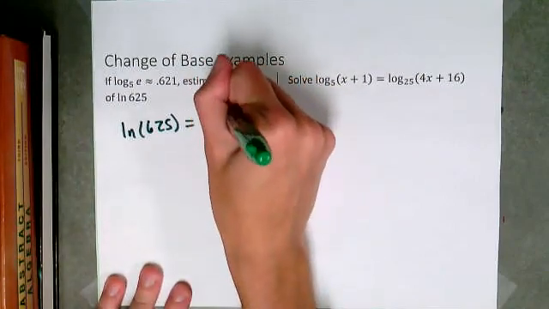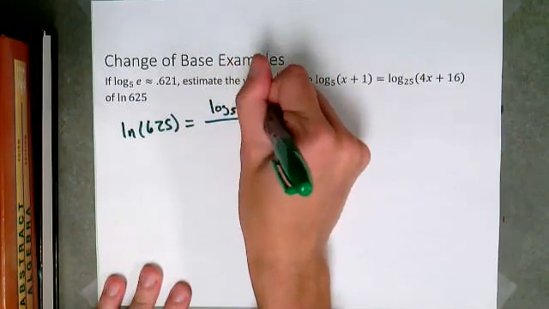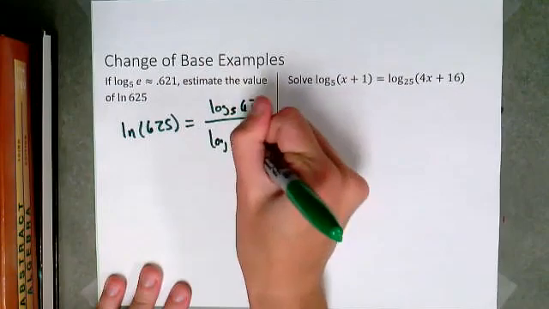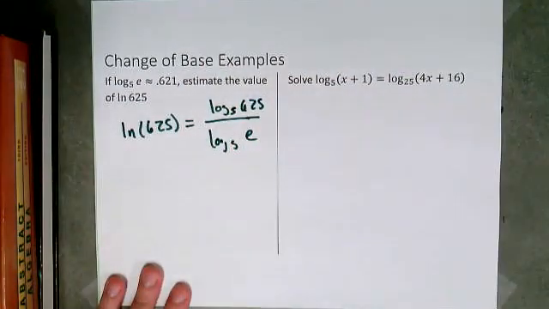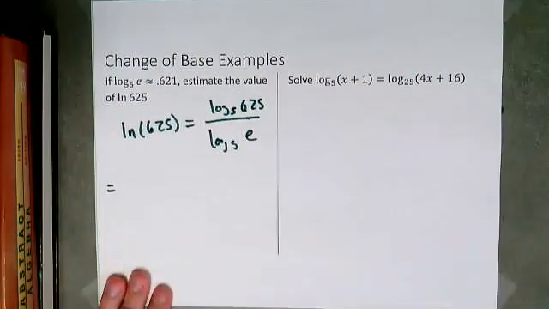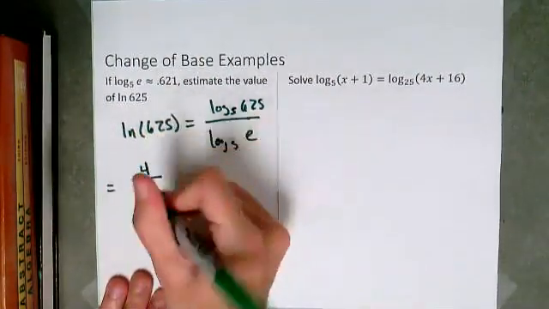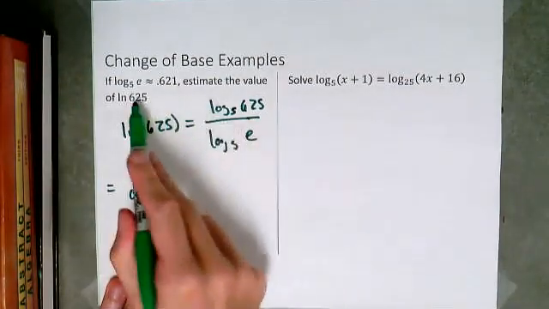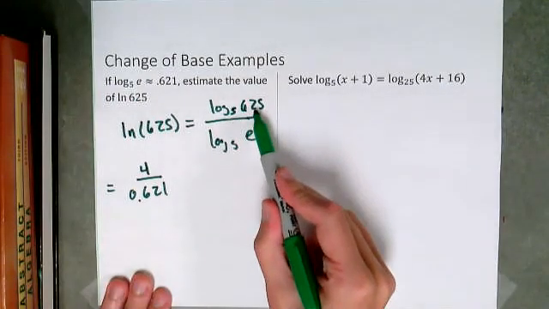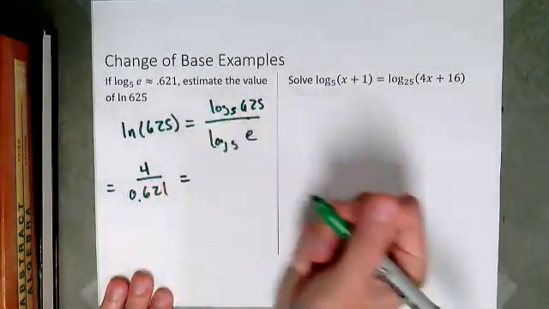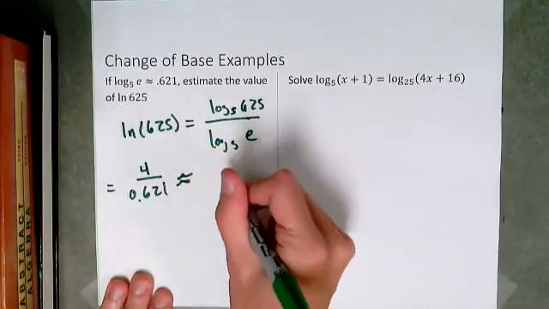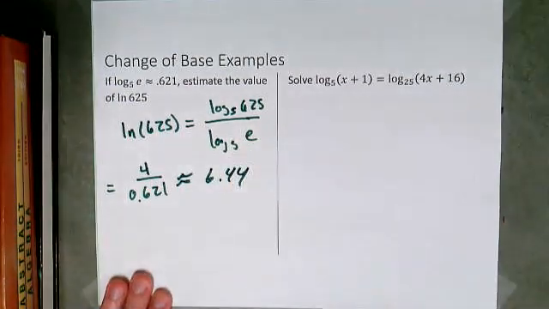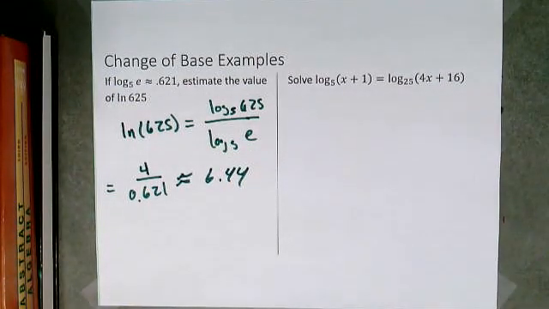So this becomes log base 5 of 625 over log base 5 of e, because the base of a natural log is e. And this is equal to 4 over 0.621, right? Log base 5 of e is approximately this. And 5 to the 4th gives us 625. And this, not equals, this is actually approximately 6.44. So that's one approximation where we use change of base.